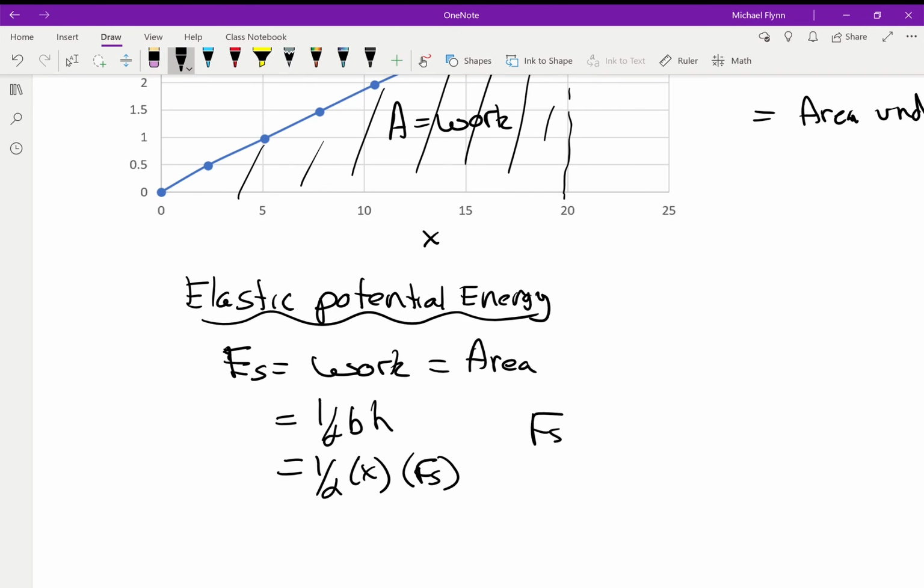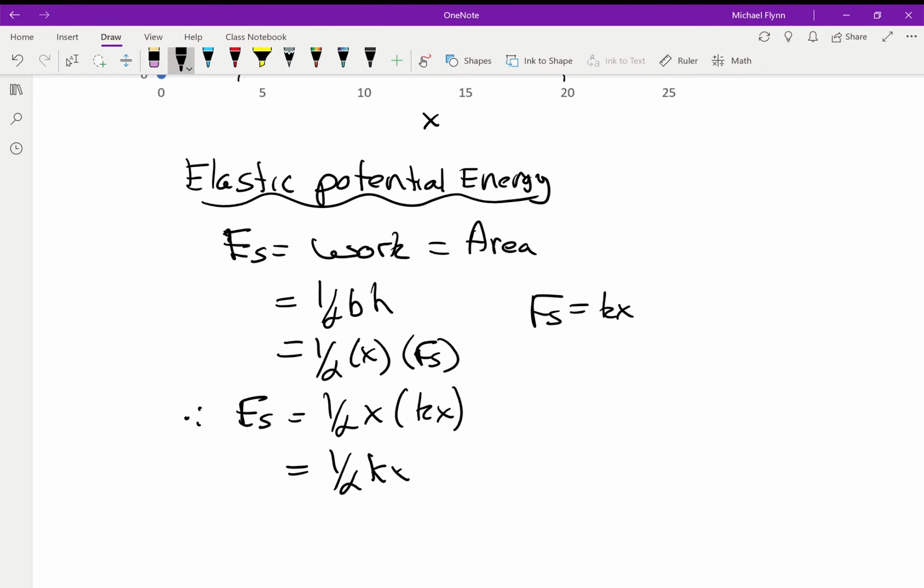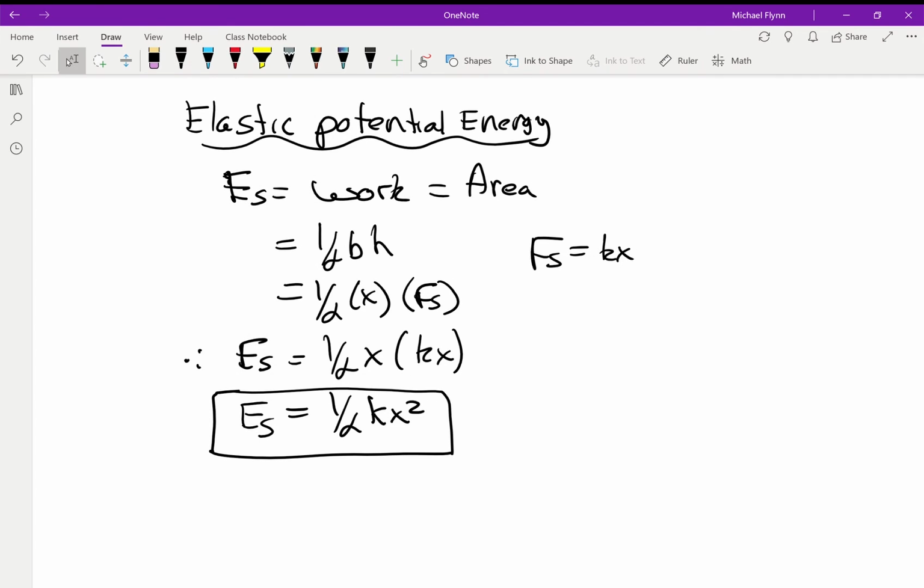The height is the force on the spring, and we're going to use the formula that the force on the spring is kx. So therefore, the energy stored in the spring is equal to 1/2 x times kx, or as it's written in your textbook, half kx squared. So this is the second part of Hooke's law, okay? That the energy stored in the spring is half kx squared.